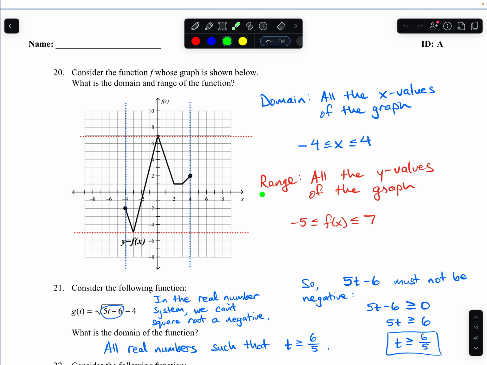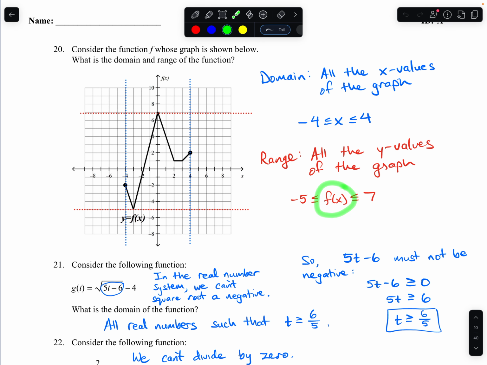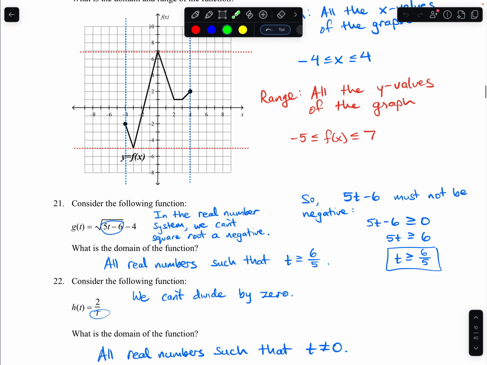Our range is a similar idea, but it's all the y values in the graph. So what's the lowest y value? It's right here at negative 5. The highest y value is up here at 7. And notice this function is continuous. It goes all the way up to 7. So y can be any number in between negative 5 and 7. That's what we're saying here. If you really want to, you could put a y, but I'm encouraging everyone to start using function notation more, so that's why it says f of x.